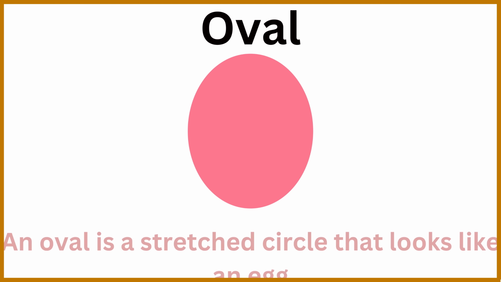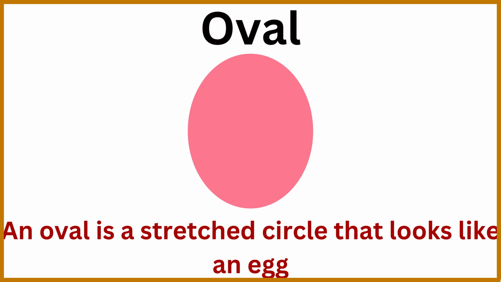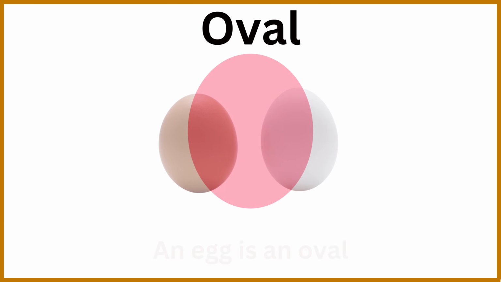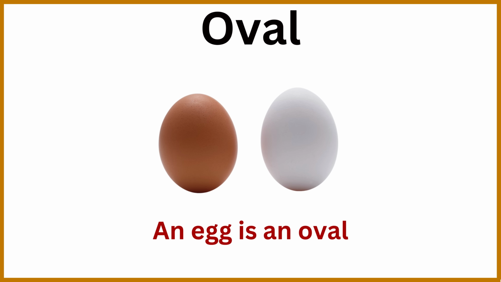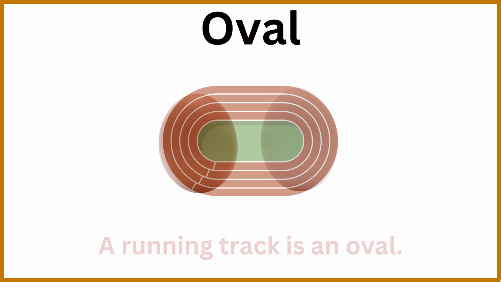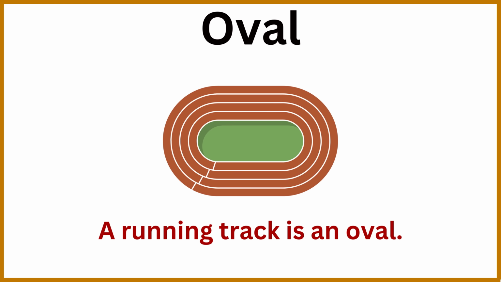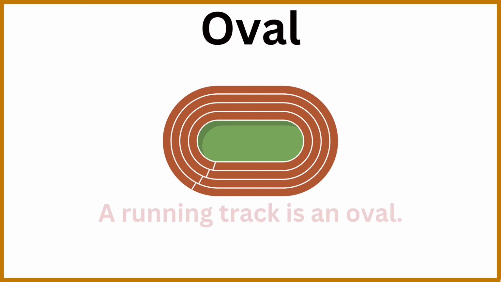Oval. An oval is a stretched circle that looks like an egg. An egg is an oval. A running track is an oval.